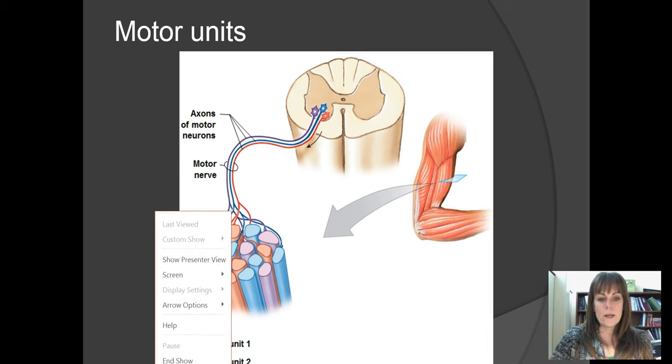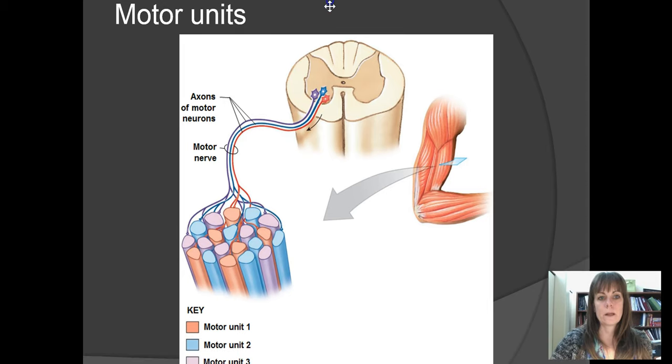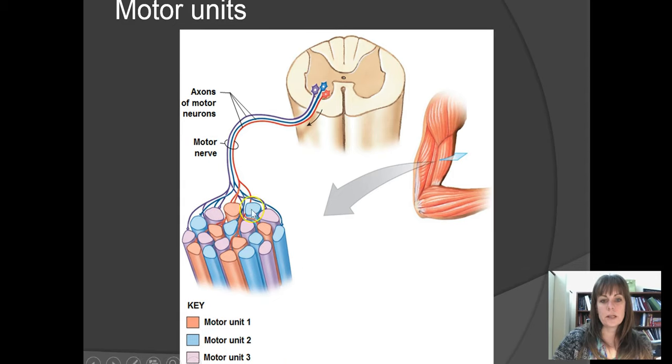Okay, so what we're going to see here is this is showing the entire muscle. Okay, so this would be the same as this entire muscle. And notice each one of these circles is going to be an individual muscle cell. Now you can see from here they're different colors. And so why are they different colors?